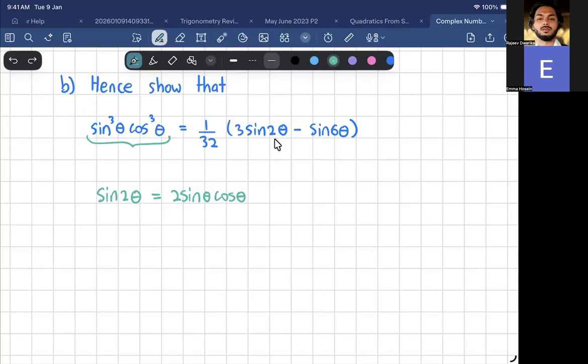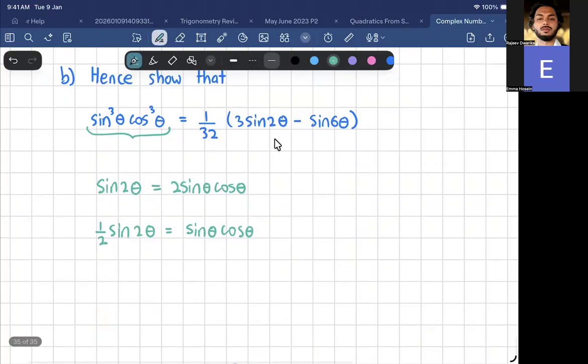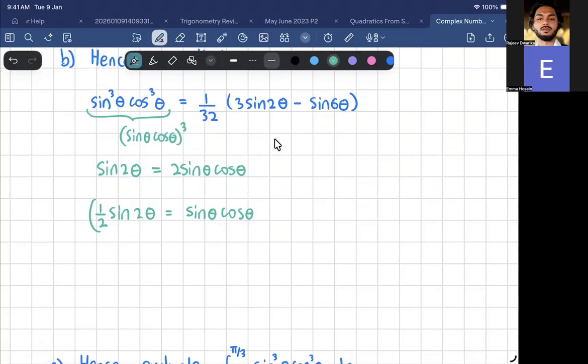So if sine 2 theta is this, then half of sine 2 theta would just be half of 2 sine theta cos theta, which is just sine theta cos theta. But we want to write sine cube theta cos cube theta in terms of the double angle identity. Sine cube theta cos cube theta is just sine theta cos theta all to the power 3. And so what we could do is just cube both sides.